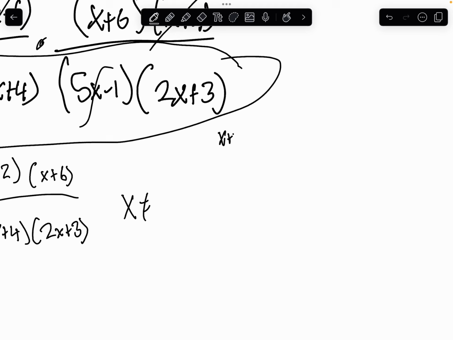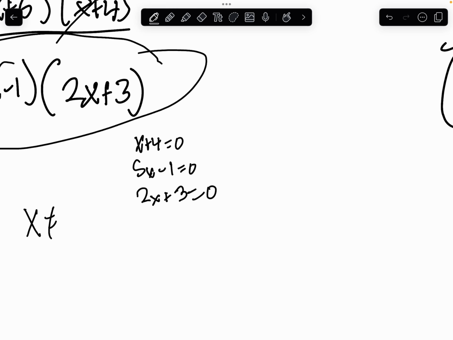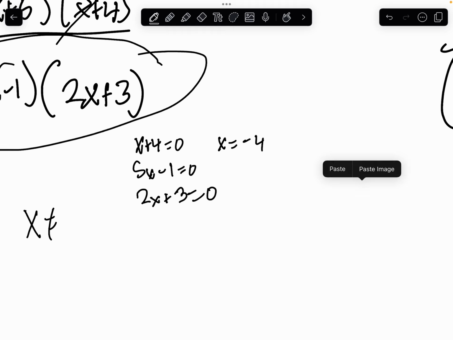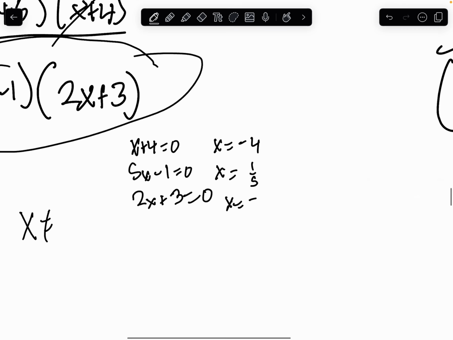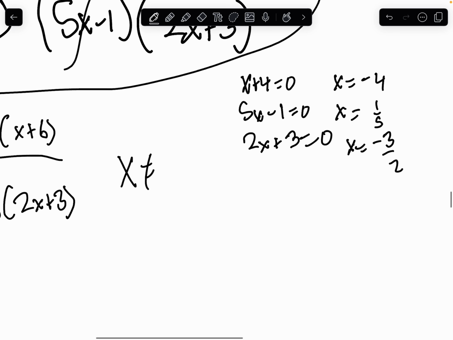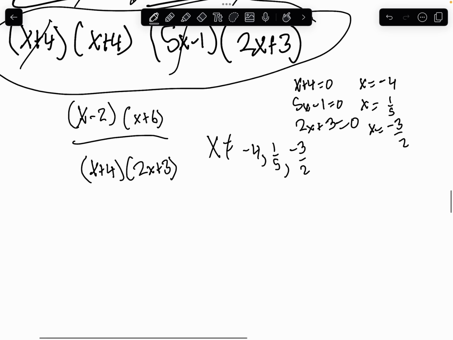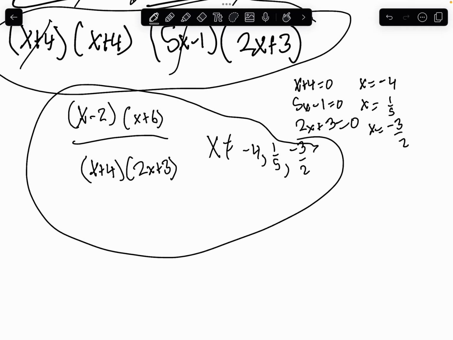So we have x plus 4 equals 0, 5x minus 1 equals 0, 2x plus 3 equals 0. And now just solve. So x equals negative 4, x equals 1/5, and x equals negative 3/2. So we're going to say x cannot equal negative 4, 1/5, and negative 3/2. So our answer for this problem is going to be this, all that.